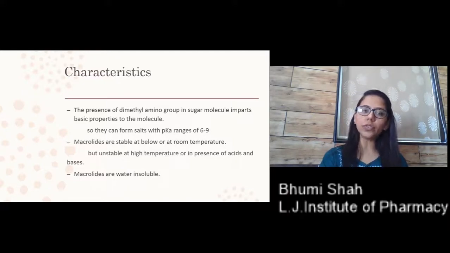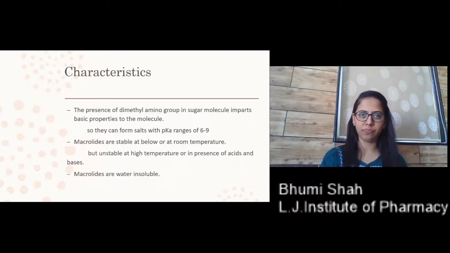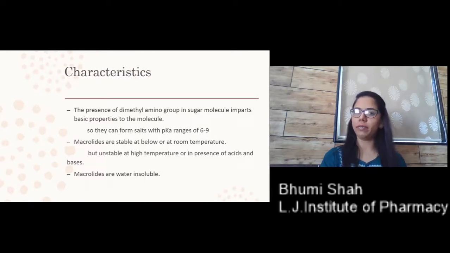So there is a need to develop derivatives which are water soluble or which are stable against acid, base, or higher temperature. Chemical modification is therefore applied to develop water soluble derivatives or derivatives that are stable against acid, base, or higher temperature.